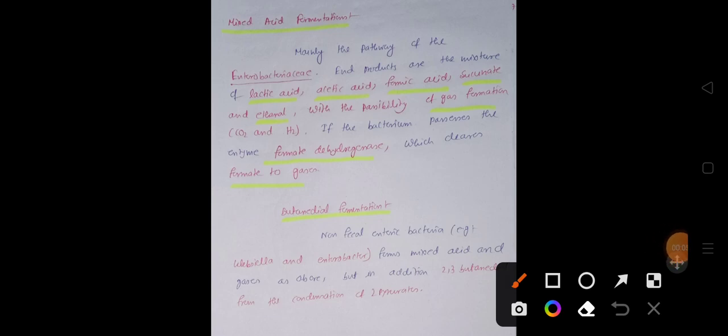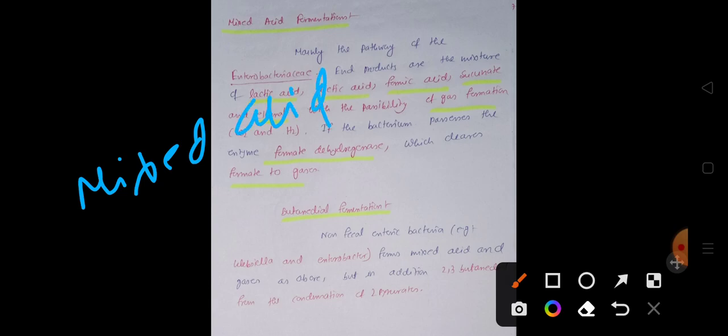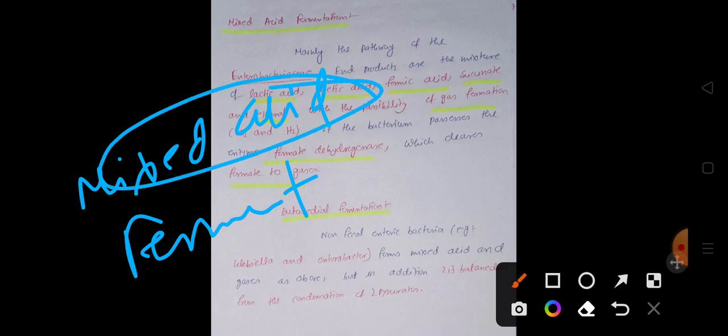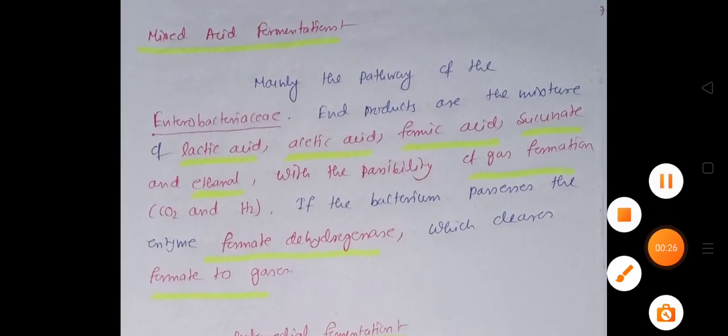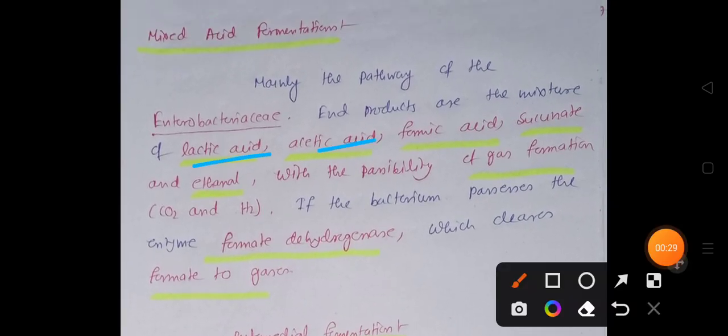So today we are going to talk about mixed acid fermentation. Mixed acid fermentation is a type of fermentation which is a property of Enterobacteriaceae. The name mixed acid suggests that the end products of this fermentation will be different types of acids. These acids are lactic acid, acetic acid, formic acid, succinate and ethanol. Okay, and also there may be some cases where gas will be produced.